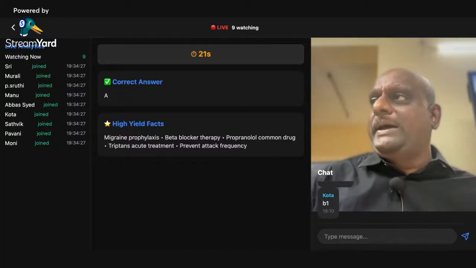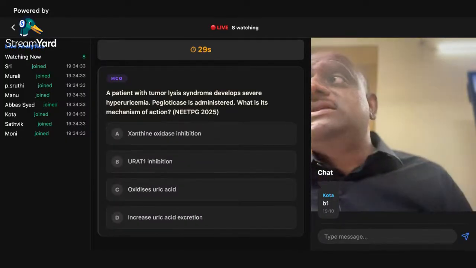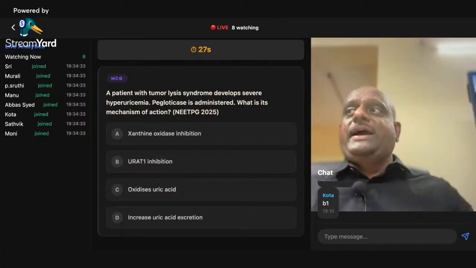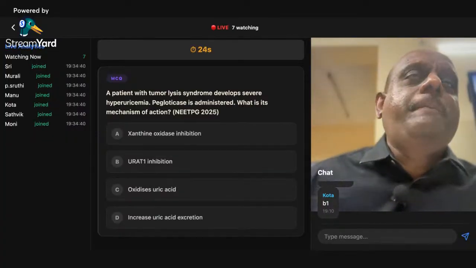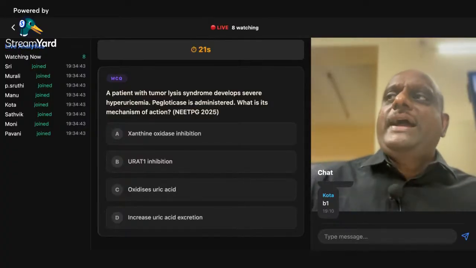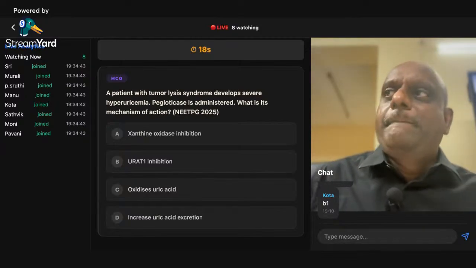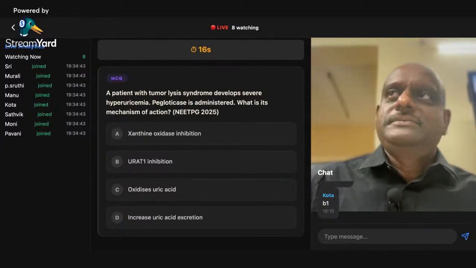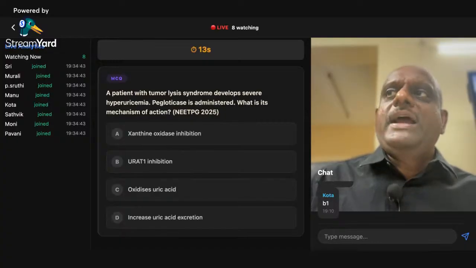Next. A patient with tumor lysis syndrome has hyperuricemia. Pegloticase is being given. What is the mechanism of pegloticase, doctor? How does it act? What is the mechanism of action?